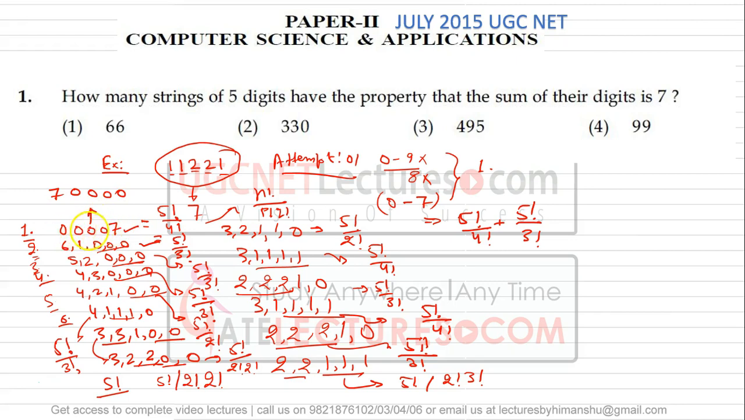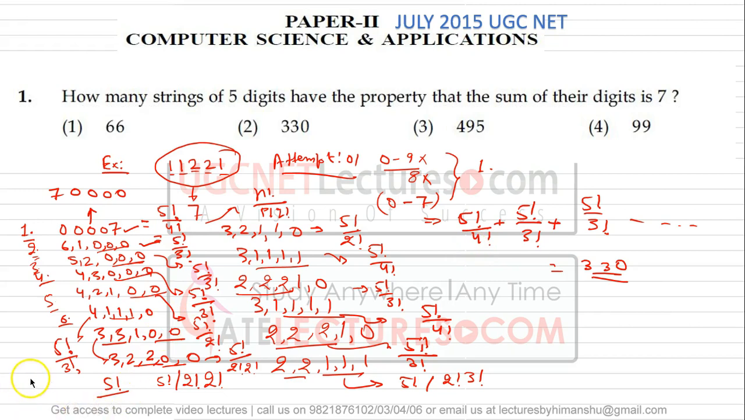Then we can say 0, 0, 7, 0, 0. Then we can say 0, 7, the triple 0. Or we can say 7 4 times 0. So 5 strings will be there, because 5 factorial upon 4 factorial will be 5. Or we can say 5 factorial upon 3 factorial. Like this, when you sum them up, the answer will be 330. Okay, this is the first approach.